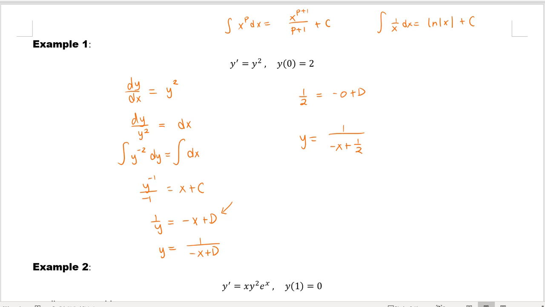Sometimes if we don't want to see fractions inside the fractions, we can multiply the numerator and the denominator by 2. And then we have 2 all over, we can flip this, 2 times 2 is 1 minus 2x. Okay, so this is the solution. Alright, let's continue.